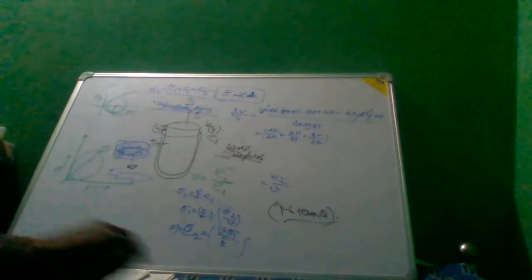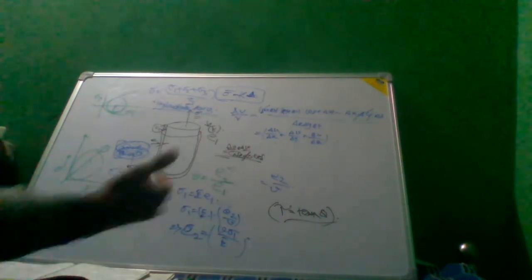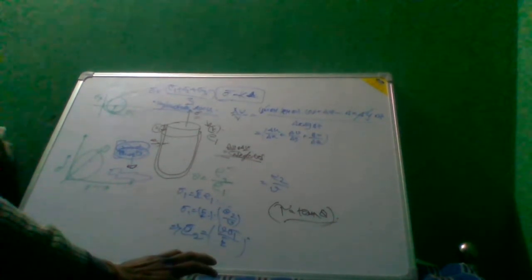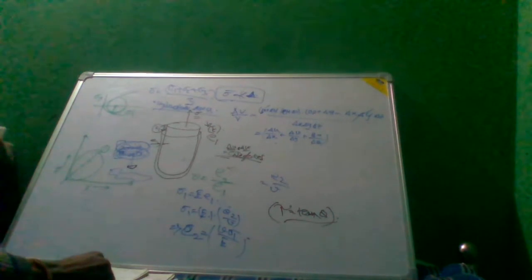Okay, and now we can see that there are three elongations, E11, E22 and E33, which are quite similar to Exx, Eyy and Ezz.